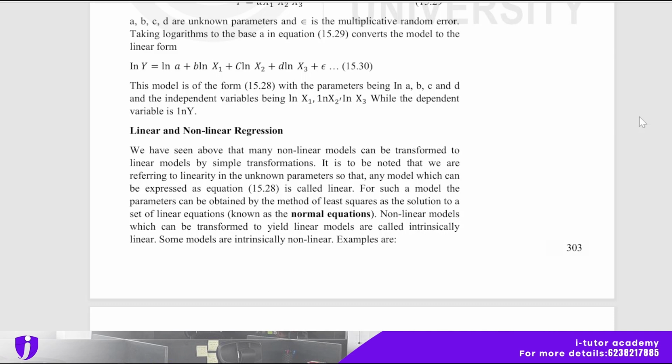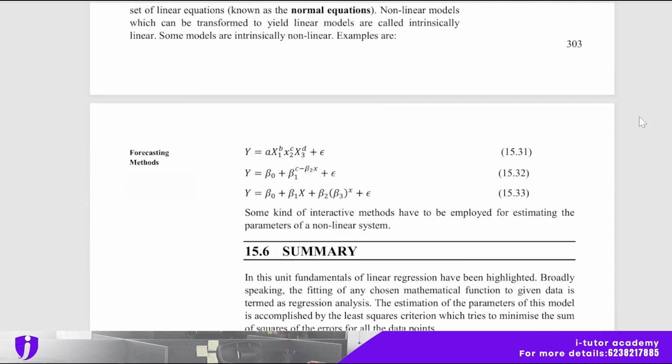It is to be noted that we are referring to linearity in the unknown parameters, so that any model which can be expressed as a linear equation is called linear, and for such a model the parameters can be obtained by the method of least squares as the solution to a set of linear equations, that is, normal equations. A non-linear model which can be transformed to yield a linear model is called intrinsically linear. Some models are intrinsically non-linear, and an example is also here.